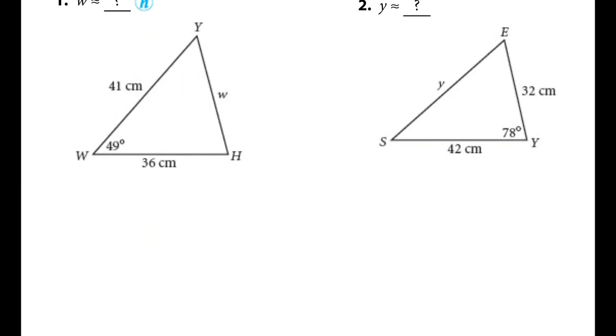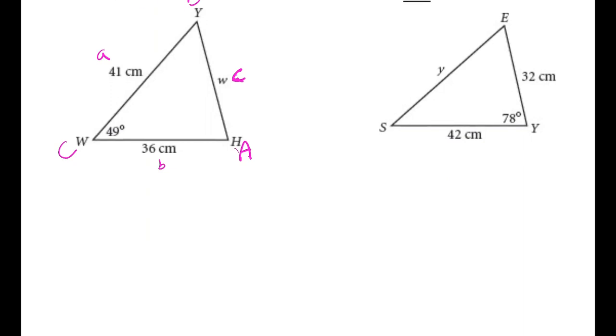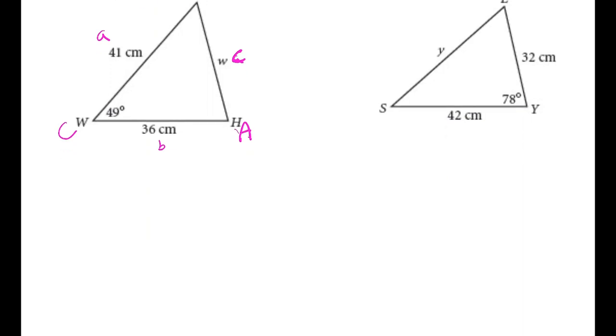So I could label everything if that's helpful. Let's call this A, and I'm going to call this C. Whoa, that's not a C. And this one B. So what I want to do here is plug it into a squared plus b squared minus 2ab cosine of C equals c squared. And I want to find the missing value of c here.